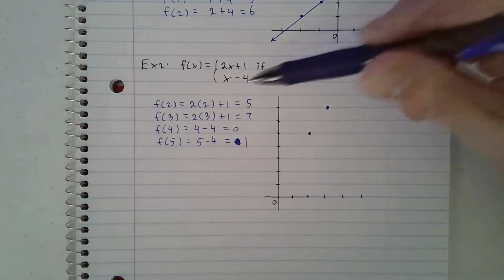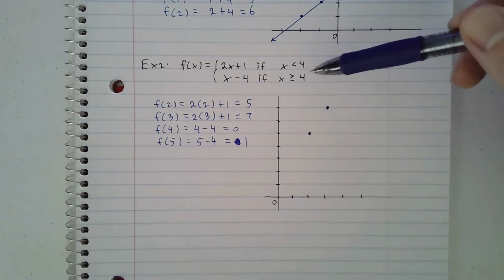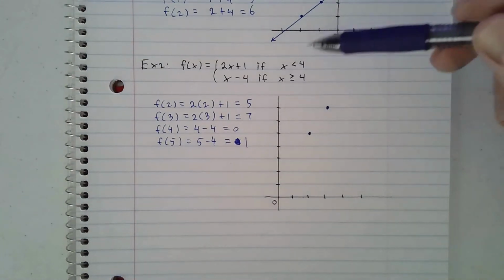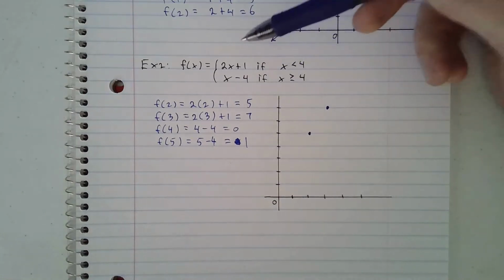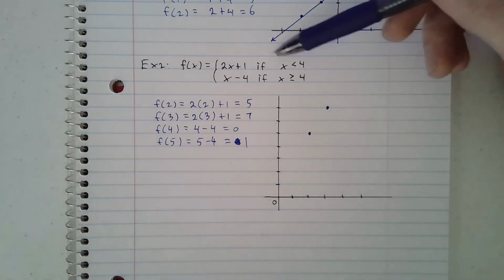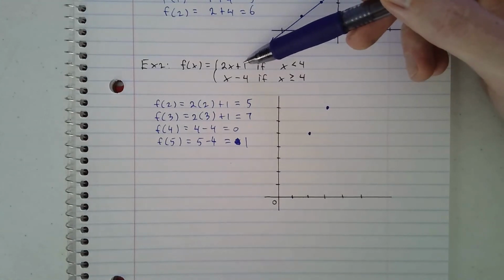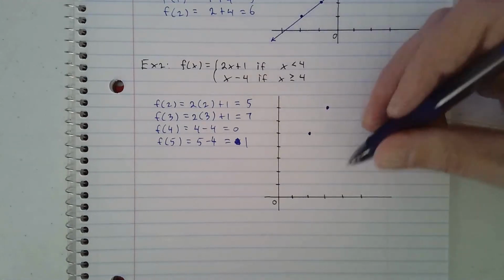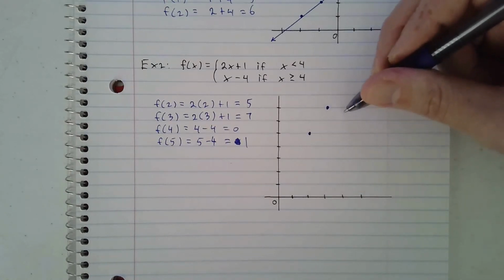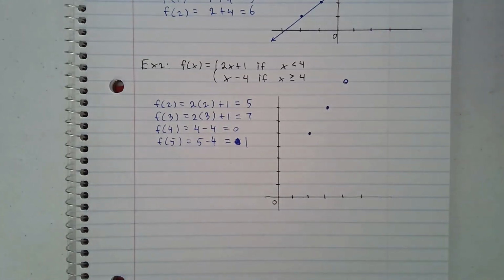And then we have 4. Next number is 4, right? So if we were to plug in a 4 to this first function, even though we're not supposed to because it's less than 4, 2 times 4 is 8 plus 1 is 9. Okay. So we'll get a point that'd be like up here somewhere. Open circle because it's not equal to that 4.